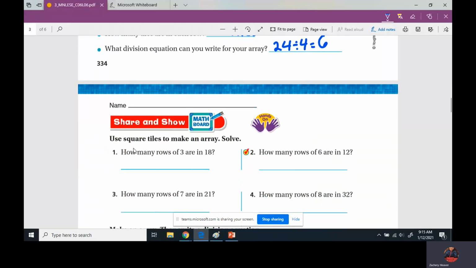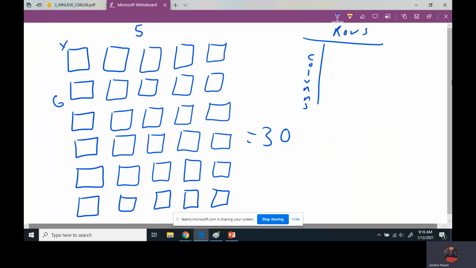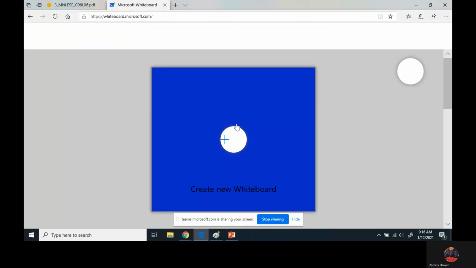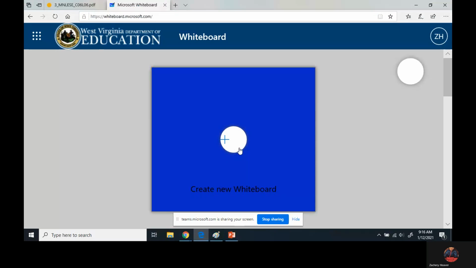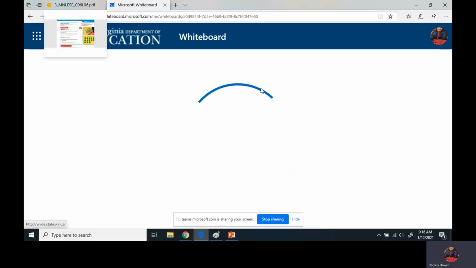Now, this one says how many rows of 3 are in 18? Well, let's just flip it. We're going to do 18 divided by 3. Okay. We could do our whiteboard, and let's do the whiteboard for this one. Let me see if I can clear it like that. So, come on, work.